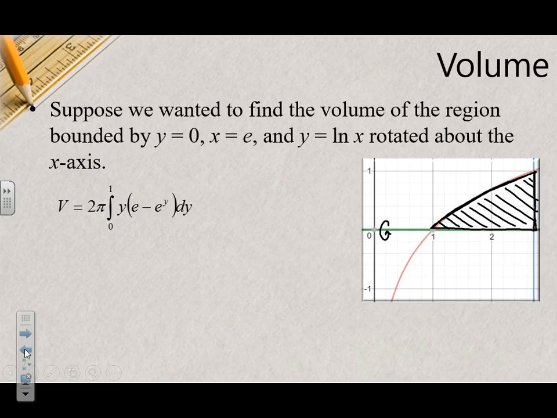And natural log of x is pretty easy to solve in terms of y. Just raise each side to the e. So that's where this e to the y is coming in. What we're looking at is slicing here and using things in terms of y. So the radius of our shells is going to be wherever we happen to be in y. And then the height of our shell would be the right expression, e, minus the left, e to the y. So that's where this e minus e to the y is coming in.